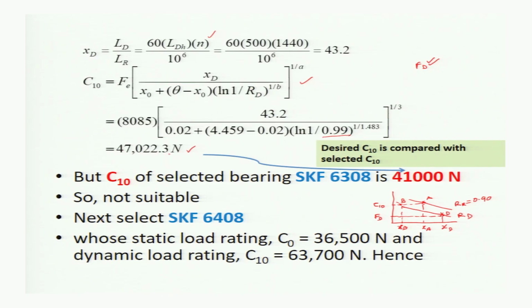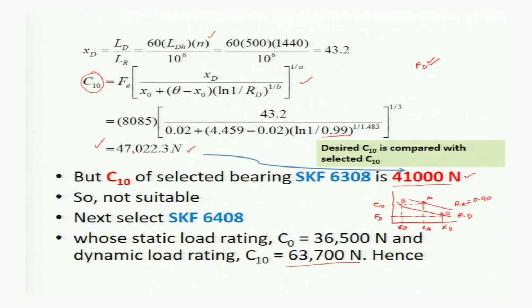47,022.3 Newton, and for the selected bearing 6308, the C10 is 41000 Newton. So, for the selected bearing, dynamic load capacity is lesser than the desired dynamic load capacity. This is the desired dynamic load capacity. Well, so the selected bearing is not suitable. So, we will come for the bigger bearing where the dynamic load capacity is bigger.